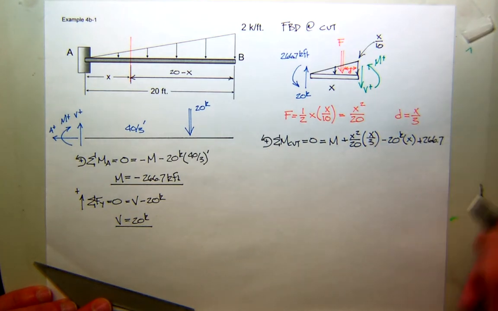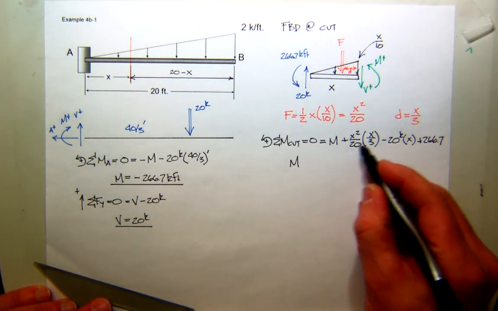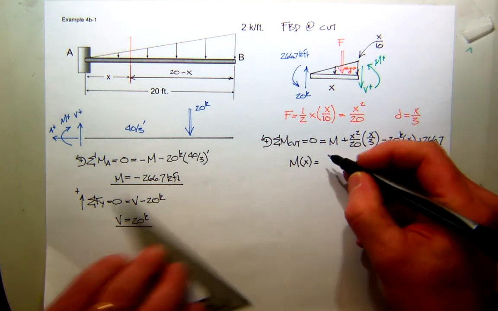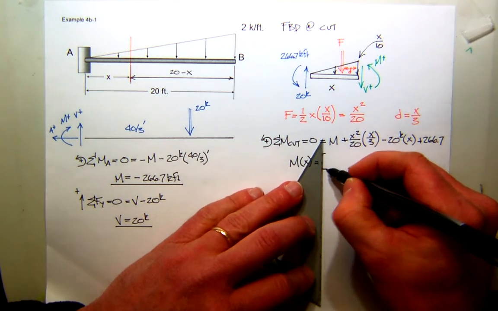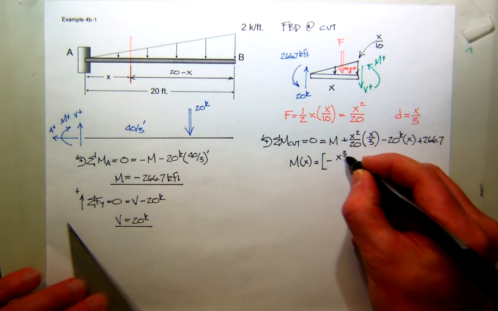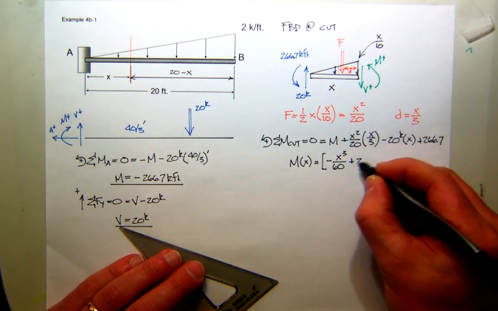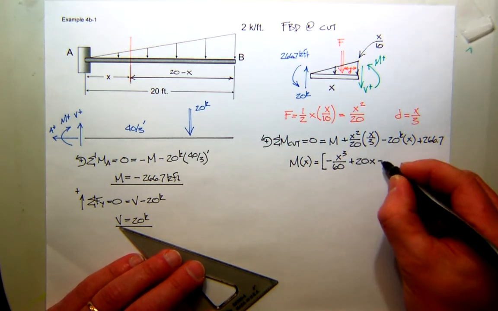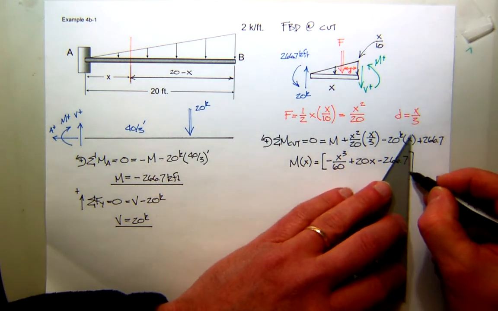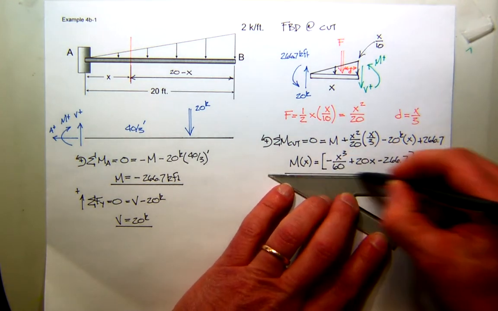Solve for M. When you do that, you'll see you have this equation. It's a function of x. So I'll just go ahead and say moment is a function of x. I'll put it in brackets so I can put the units on the outside. So the first term is negative x cubed over 60. Second term is 20x. The last term is minus 266.7. And that would have the units of kip feet. So there's an equation for our moment.